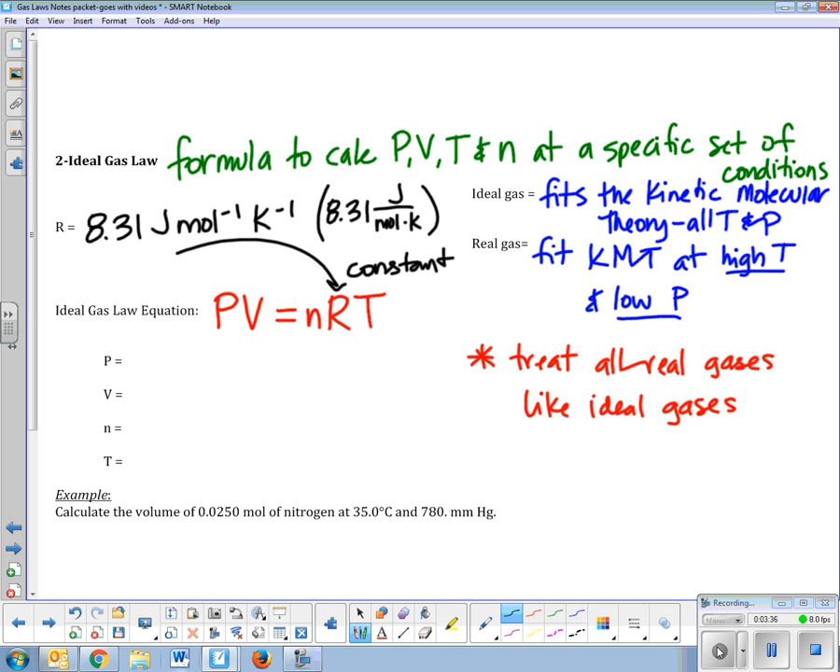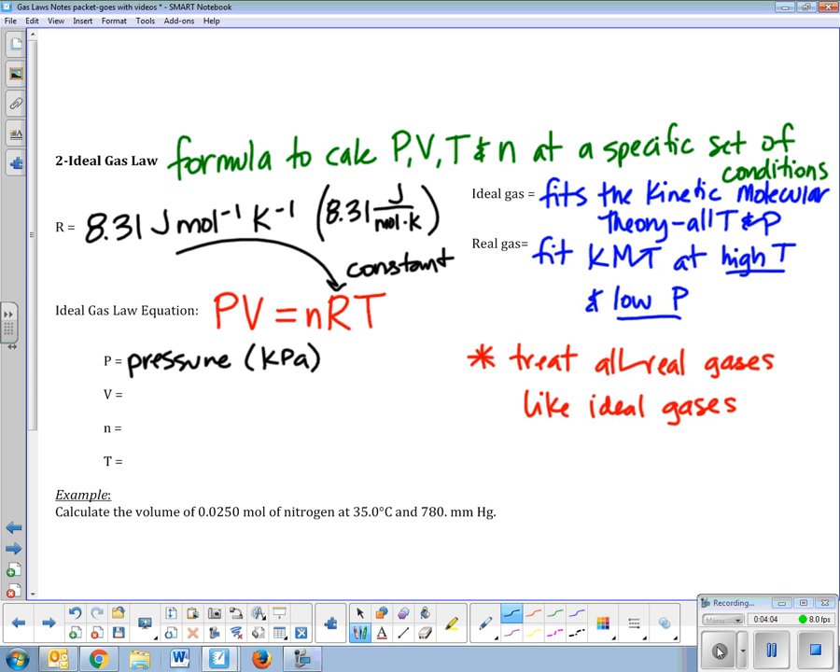So in any given problem, you're going to be given all the variables except for one. So your job is to use the equation to solve for the missing variable. It's just like in math when you solve for x. So we just have to know what the variables are and what their units have to be. There are very specific units for each variable. So P stands for pressure. And pressure needs to be in kilopascals.